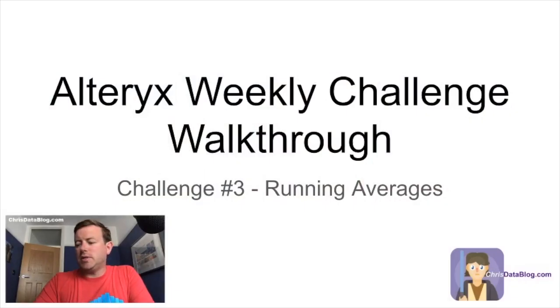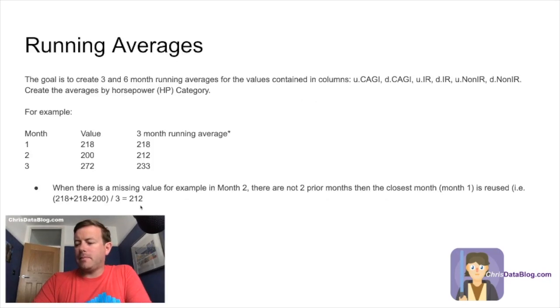If we look at this week's challenge, we're looking at running averages. The goal here is to create a 3-month and a 6-month running average for the values in certain columns. And we want to create these averages by the horsepower category. As an example, if we look here, we've got 3 months of data with values of 218, 200 and 272, and then the 3-month running average here has been calculated as 218, 212 and 233. And this is something that I'll go through when we go into the challenge.